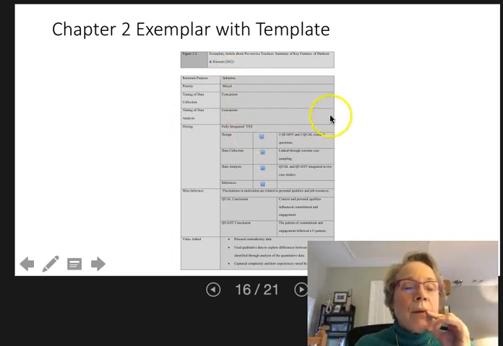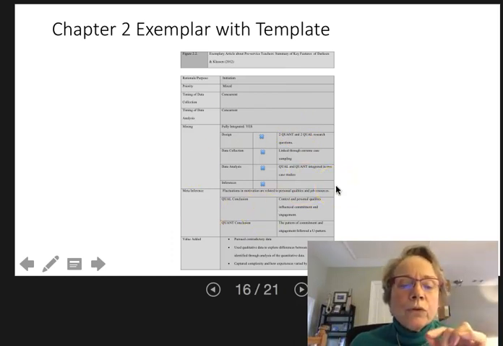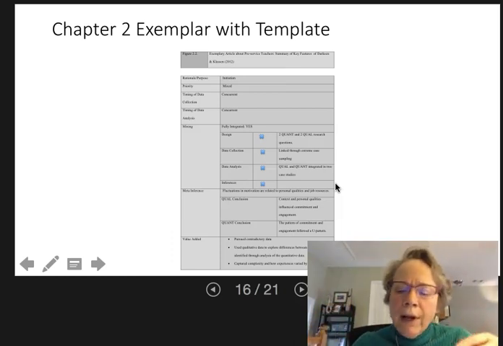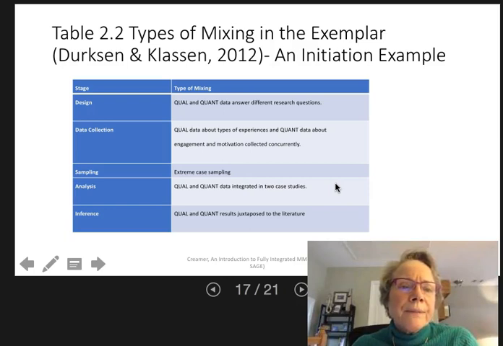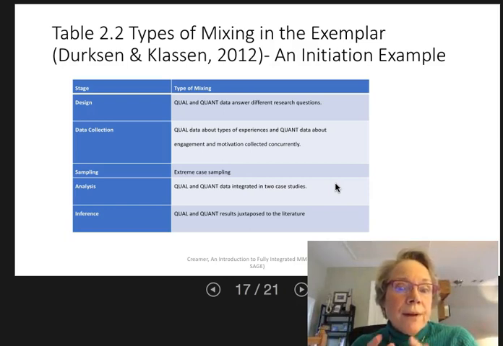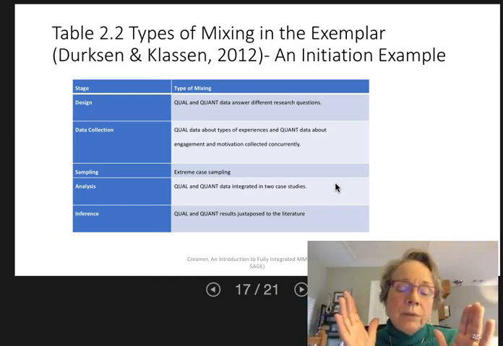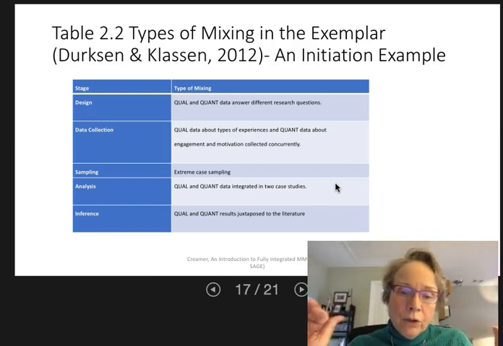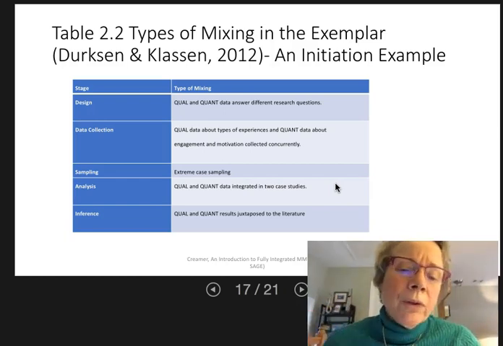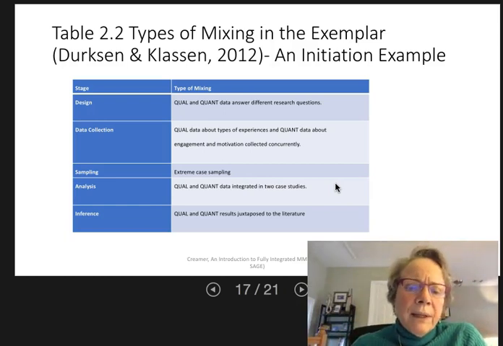So this kind of breaking down of when and how they mix could prove useful to you as you try to design your own study or consider how to evaluate your own study. So I mentioned that the Durksen and Klassen study mixes at all stages. Unusual. I want to say up front, it's unusual, though I really ultimately had no trouble finding many examples that mix. They wouldn't even necessarily describe it that way.